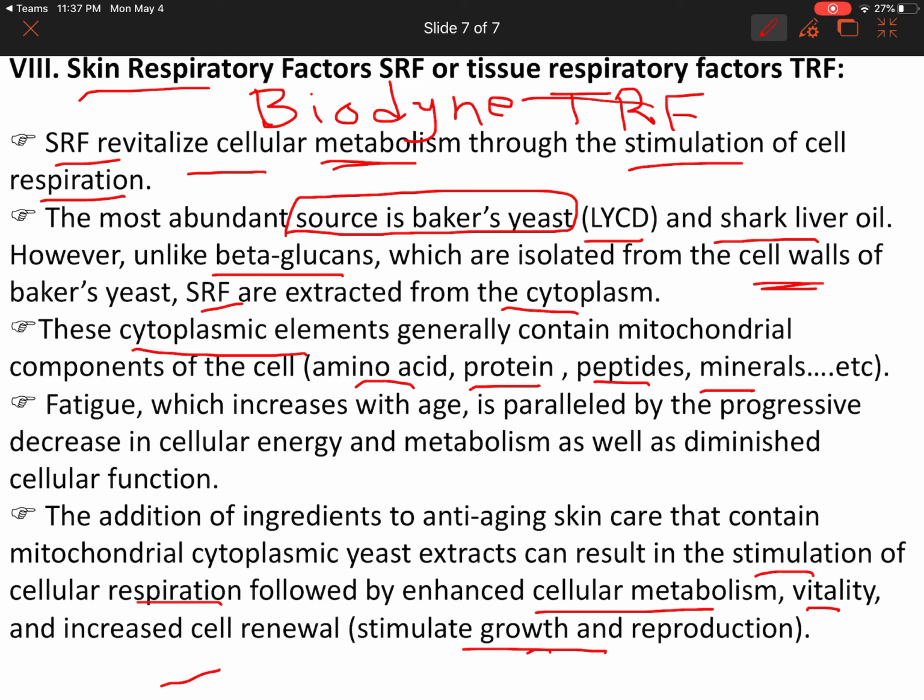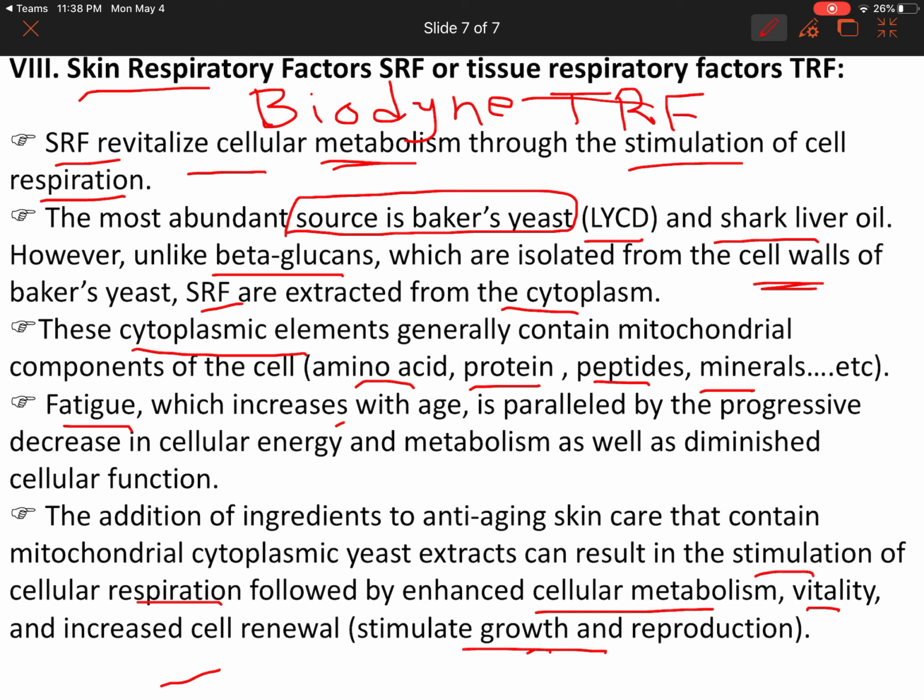These are the beneficial effects of baker's yeast that give me wound healing activity. These are the active ingredients isolated when we heat the yeast, or when we extract skin respiratory factor from shark liver oil, what matters to us is the protein fraction. The protein fraction is a mixture of several peptides. One of these peptides stimulates wound healing, and of course this also enhances cell metabolism and increases growth and reproduction of the cell.